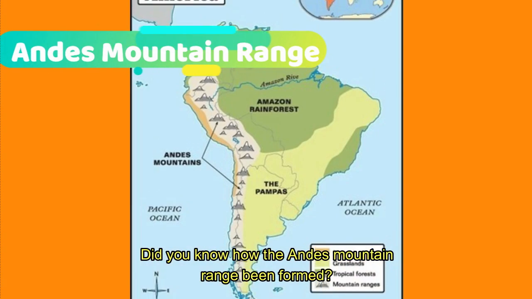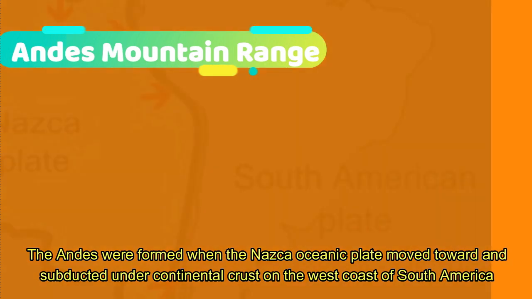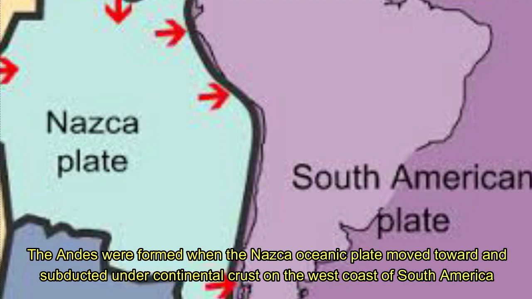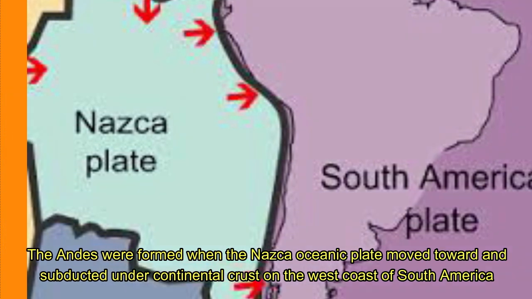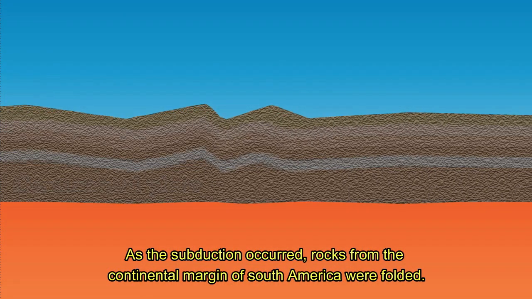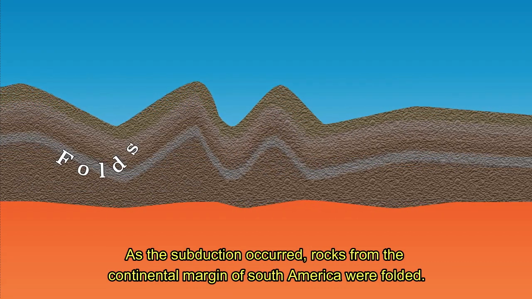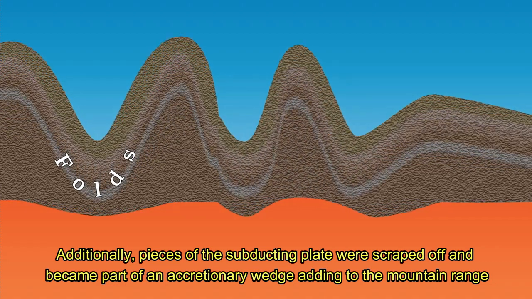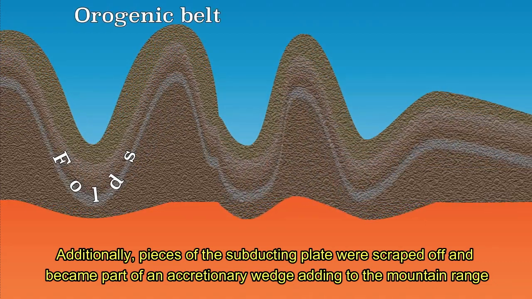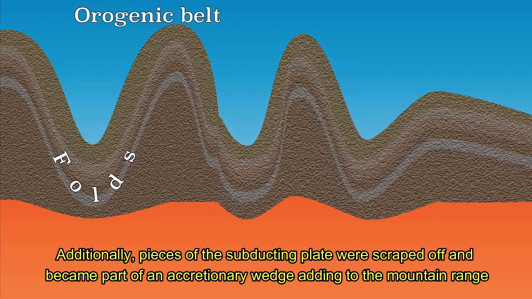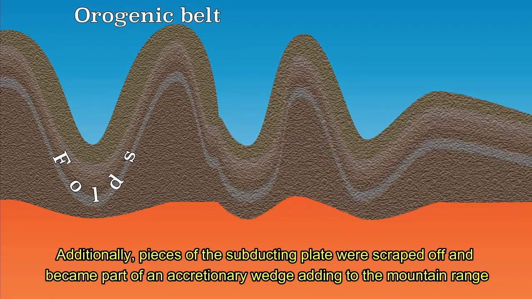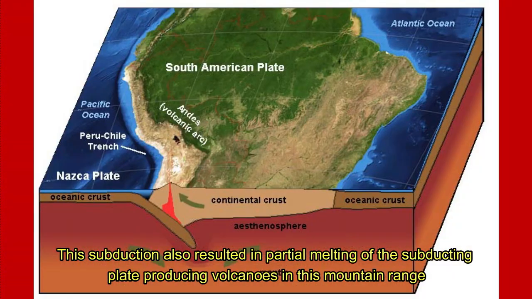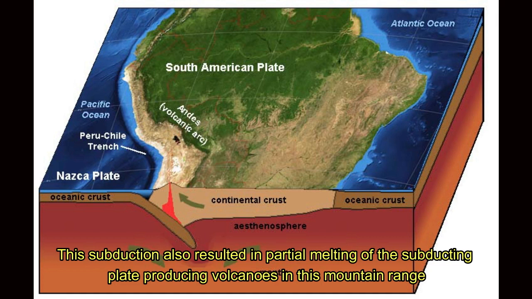Did you know how the Andes mountain range was formed? The Andes were formed when the Nazca Oceanic Plate moved toward and subducted under continental crust on the west coast of South America. As the subduction occurred, rocks from the continental margin of South America were folded. Additionally, pieces of the subducting plates were scraped off and became part of an accretionary wedge, adding to the mountain range. This subduction also resulted in partial melting of the subducting plates, producing volcanoes in this mountain range.